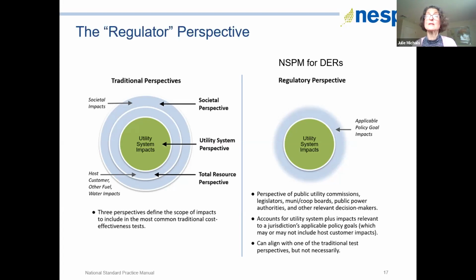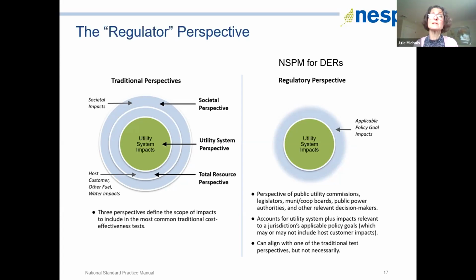On the right side, the NSPM for DRs introduces this different perspective, which basically says your jurisdiction is your jurisdiction, and you should be accounting for, beyond utility system impacts, those applicable policy goals and objectives that are articulated in your jurisdiction. And that's why that line is not a firm, hard line. It is unique, and it is your jurisdiction's perspective, and therefore your jurisdiction's test.